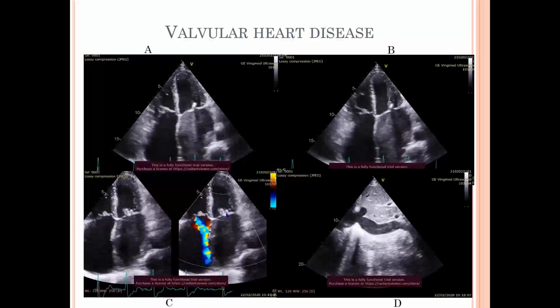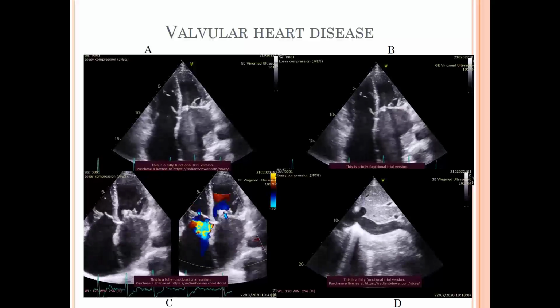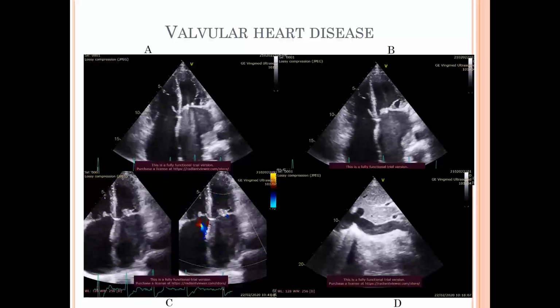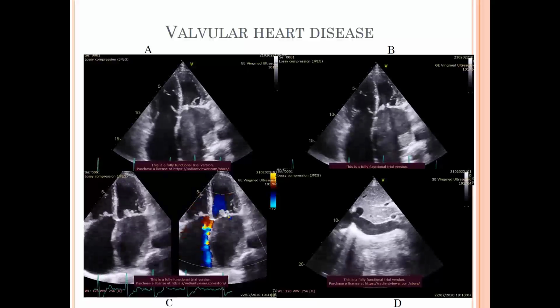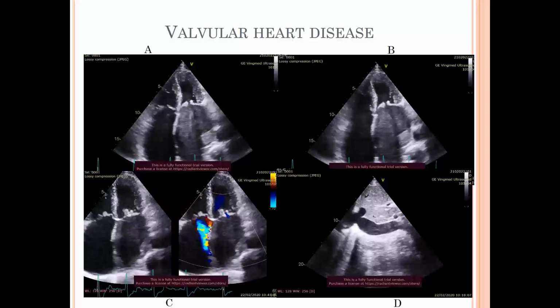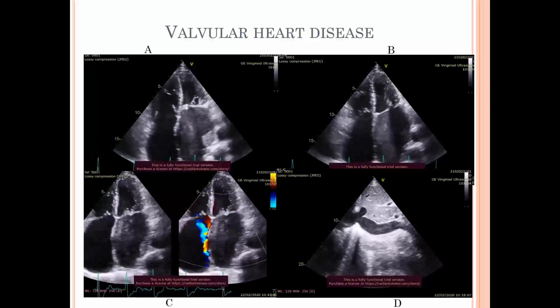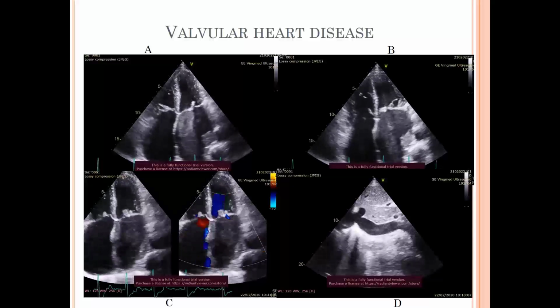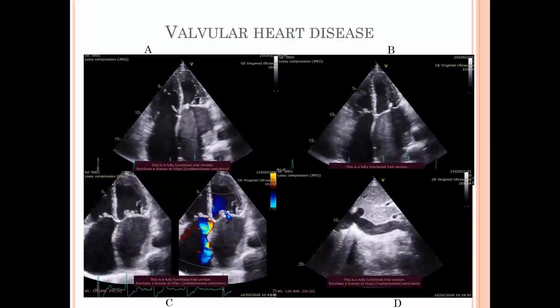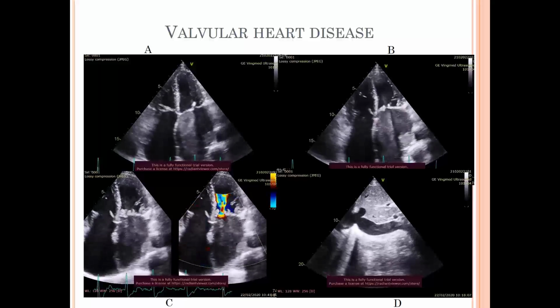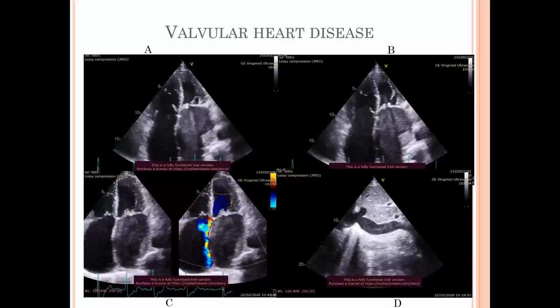What about panel D? This is the longitudinal cut of the inferior vena cava, which is dilated. It's more than 2.1 centimeters. It is non-compressible with respiration, with heavy spontaneous echo contrast in it, which looks like there is impairment and stasis of blood in the IVC.